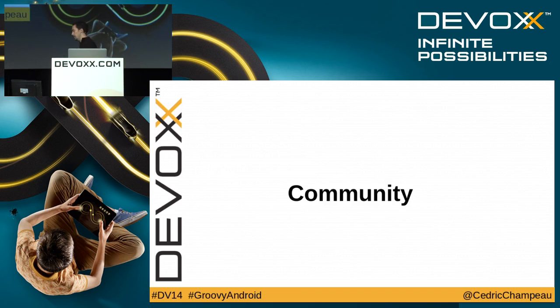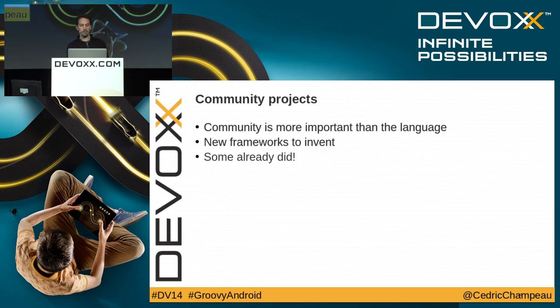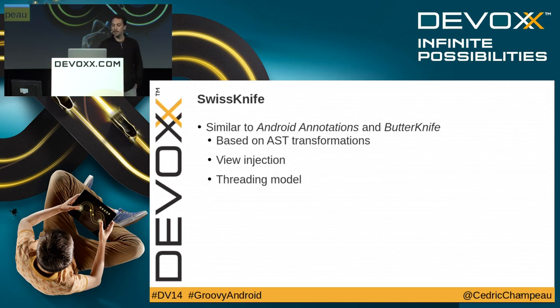Let's talk about the community. I said that the community is very, very important for us in Groovy. There are some projects which are starting to develop in the Android world based on the Groovy language. The first one is SwissKnife. Maybe some of you know about Android Annotations and Butterknife. It's a library that brings the same kind of APIs, but on Android for Groovy.